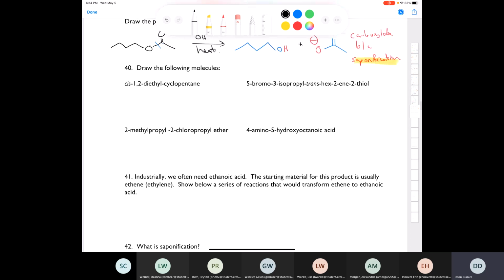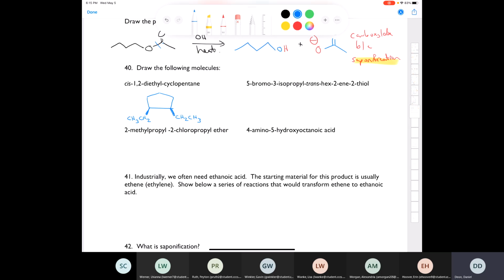All right, a little more nomenclature and drawing practice. Cis-1,2-diethyl cyclopentane. We're going to start by drawing a cyclopentane. 1, 2, 3, 4, 5. If we call these carbons 1 and 2, I have an ethyl on both of them, and they're both on the same face of the molecule. I can draw them both pointing up. If you want to draw it like this, that works. If you drew them both pointing down, that also works. They represent the same thing.